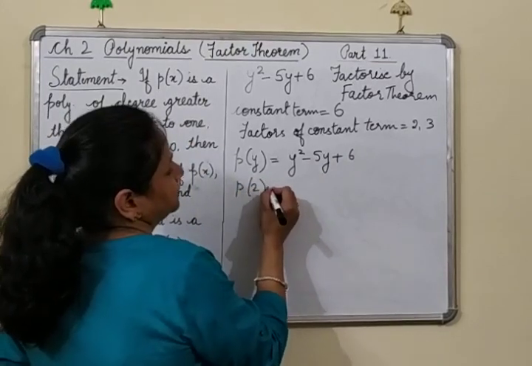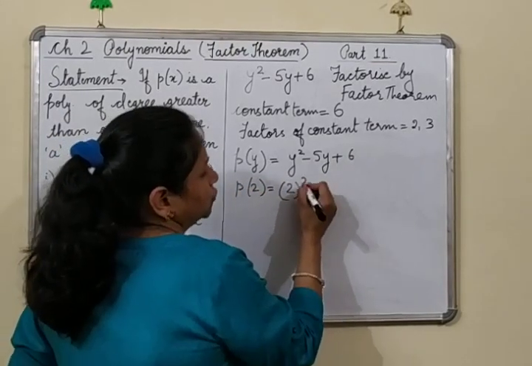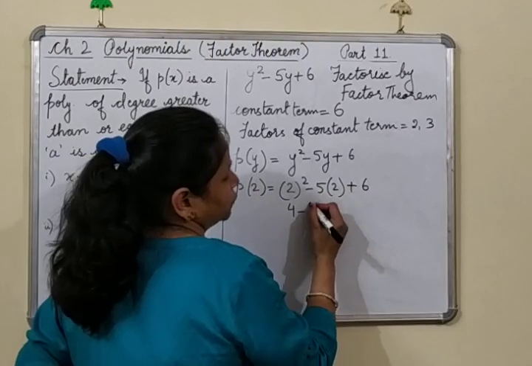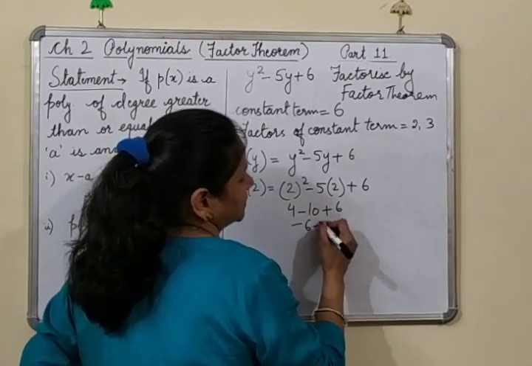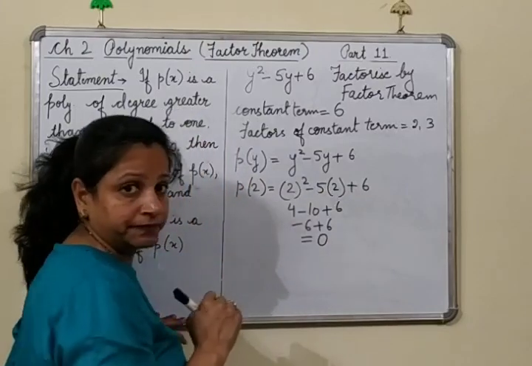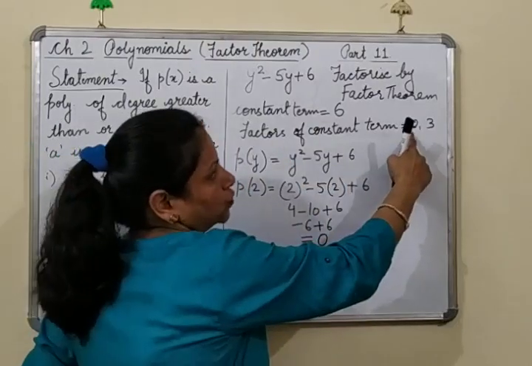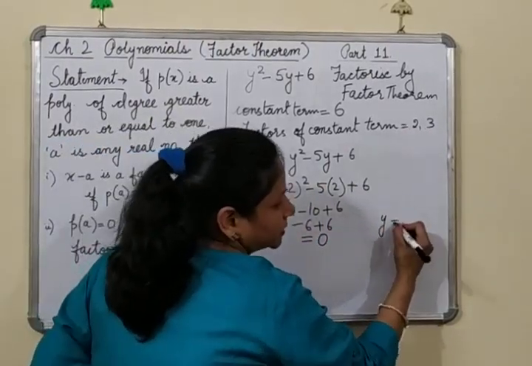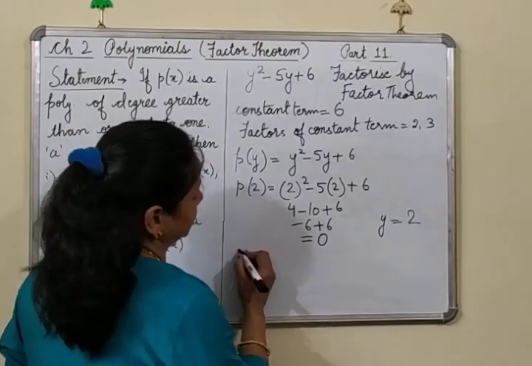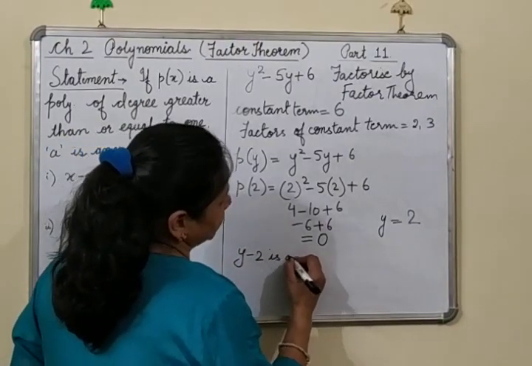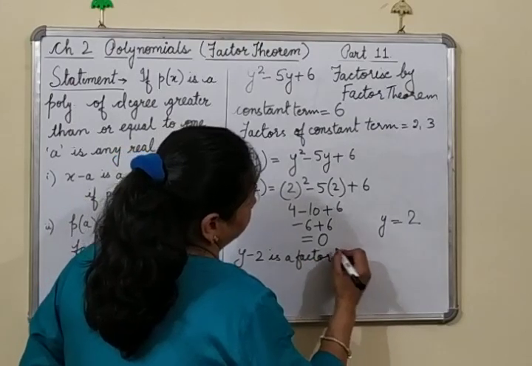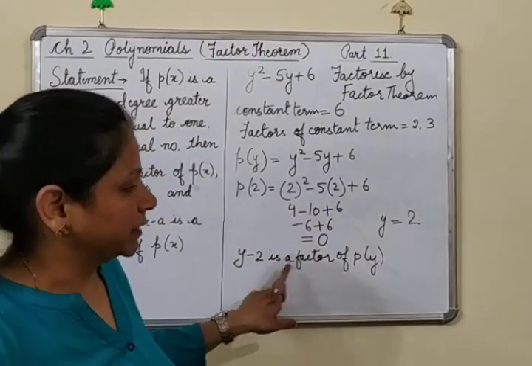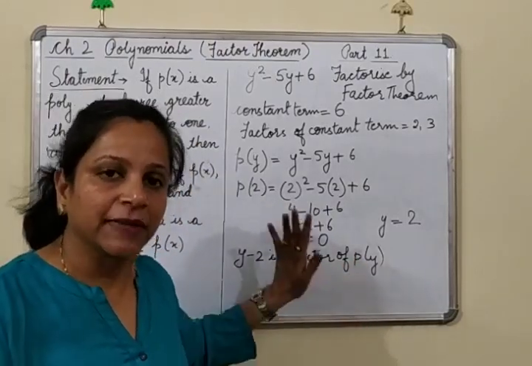So p of 2 is equals to 2 square minus 5 into 2 plus 6. 2 square is 4, minus 5 into 2 is 10, plus 6. Minus 6 and plus 6 comes out to be 0. Yes, that means we took y is equals to 2. That means y minus 2 is a factor of p of y. Clear? Y minus 2 is the factor of p of y. Am I clear with it?